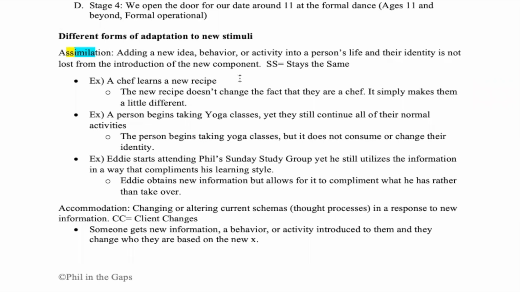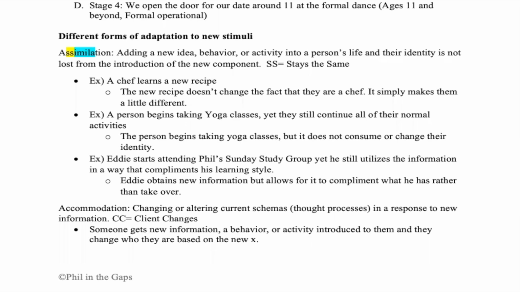So assimilation is SS because the client stays the same, or they are similar to who they were prior to a new idea, behavior, or activity being introduced to them. So assimilation is adding a new idea, behavior, or activity into a person's life, and their identity is not lost from the introduction of the new component. That's why it's SS: the individual stays the same, because regardless of what is being introduced to them, they are the same person. So they are similar to who they were prior to the introduction of whatever the new X is within the situation.